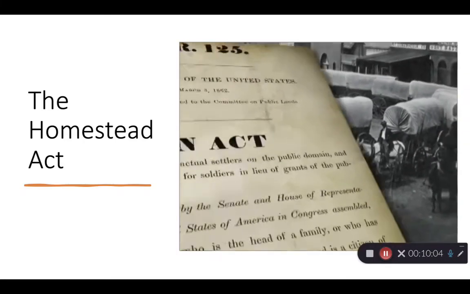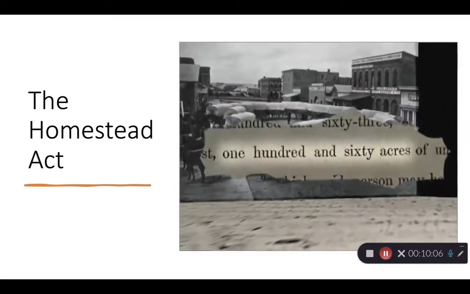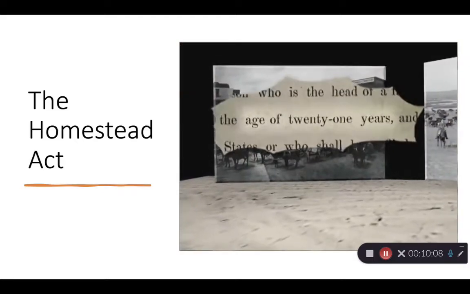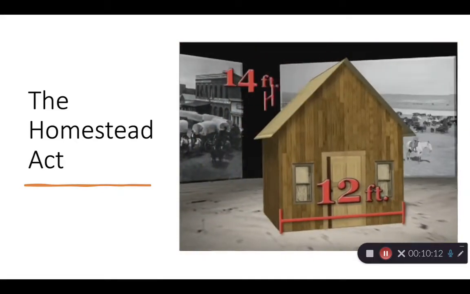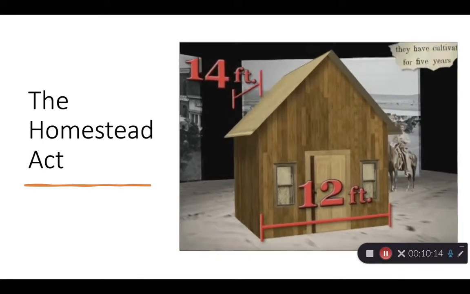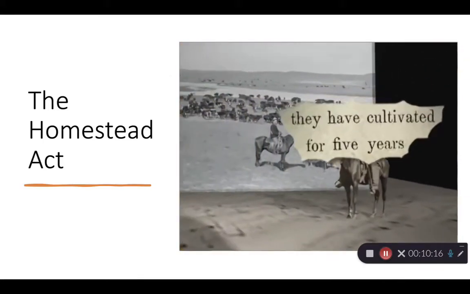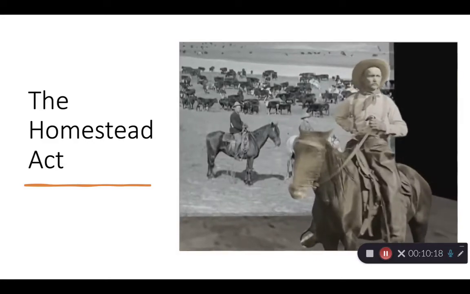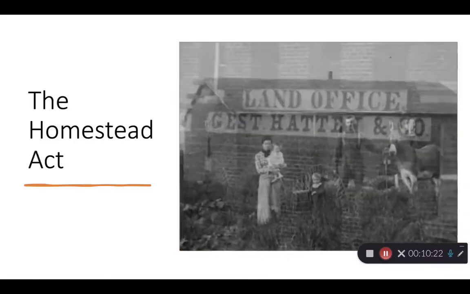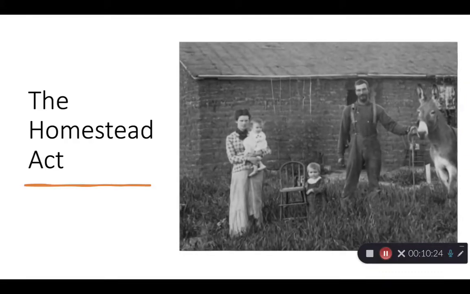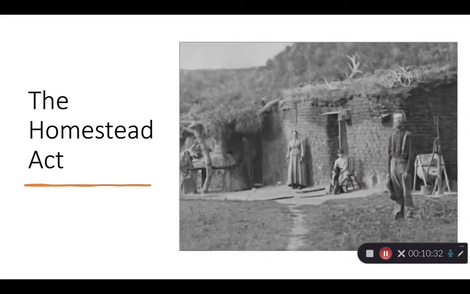Under the act, settlers could receive title to 160 acres of Western land if they were at least 21 years old, if they built a house at least 12 by 14 feet in size, and if they worked their land for 5 years. The way the Homestead Act worked, you would go out to the land office in whatever region that you were planning to settle in, and you would pick your plot of land, and you would build your house, and you would begin to do the things that you needed to do to meet the criteria set up by the federal government.